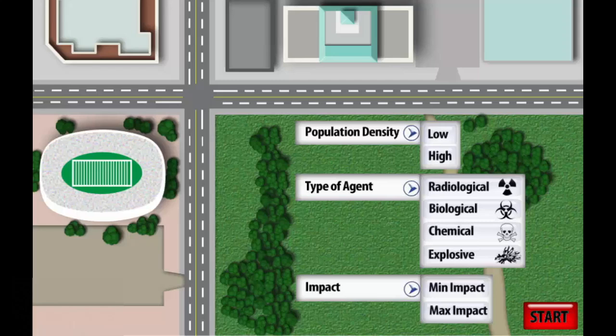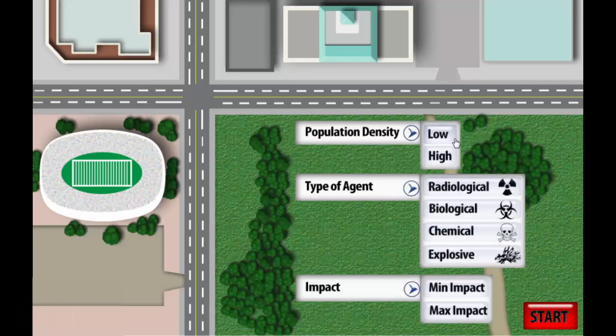Welcome to the Agent Impact Simulation. In this simulation, you will assess the damage caused by 4 different types of attack agents. The first screen of the simulation allows you to choose the factors that influence an attack.